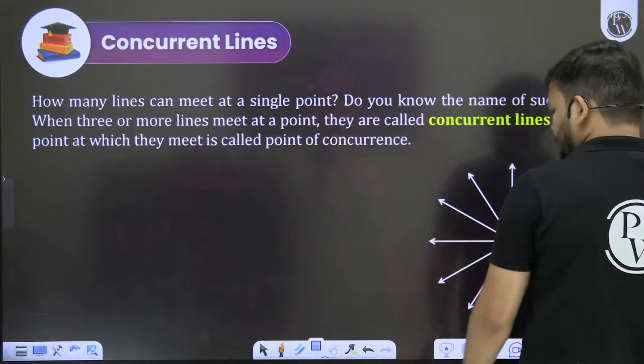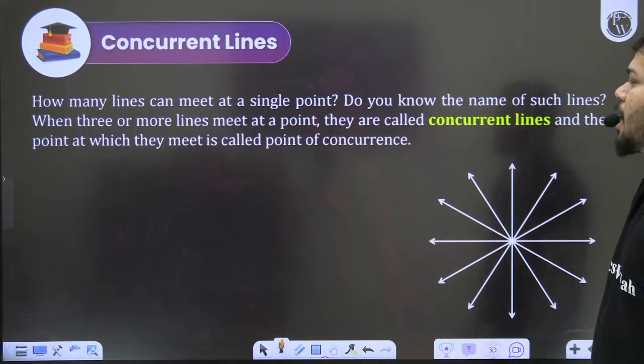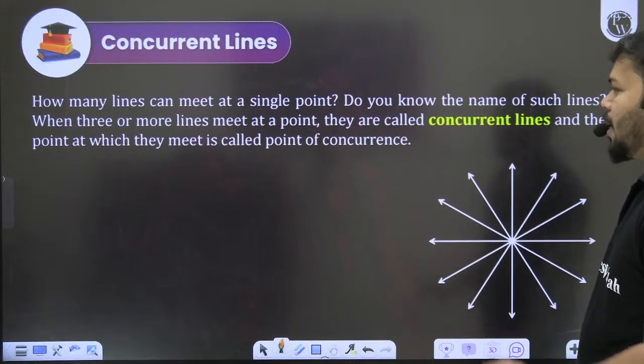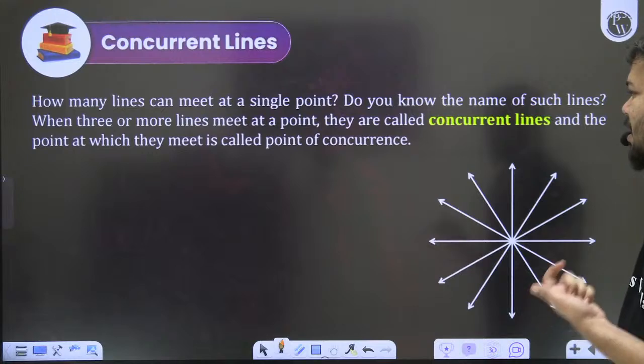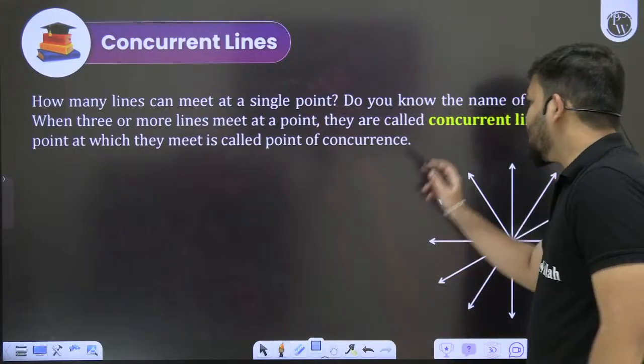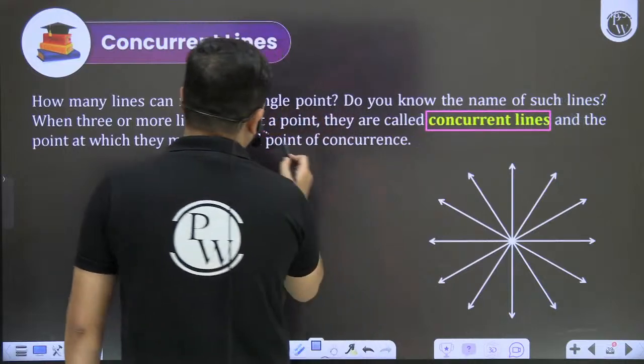Next one will be the word concurrent lines. Concurrent lines means how many lines can meet at a single point. Where three or more lines meet at a point, they will be called as what? Concurrent lines. And the point at which they meet is called the point of concurrence.